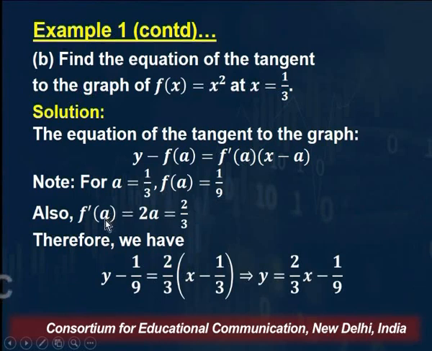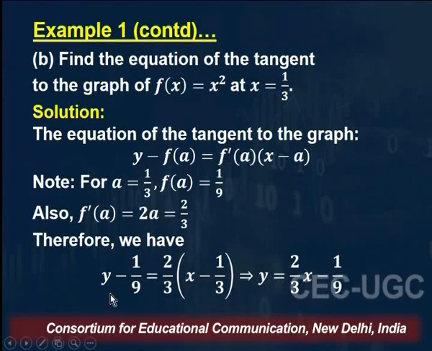And we've already calculated f prime at A, which is twice A, so because A is 1/3, that's going to be 2 by 3. Okay, so we just substitute now. We have all the required information to write down the equation of the tangent.